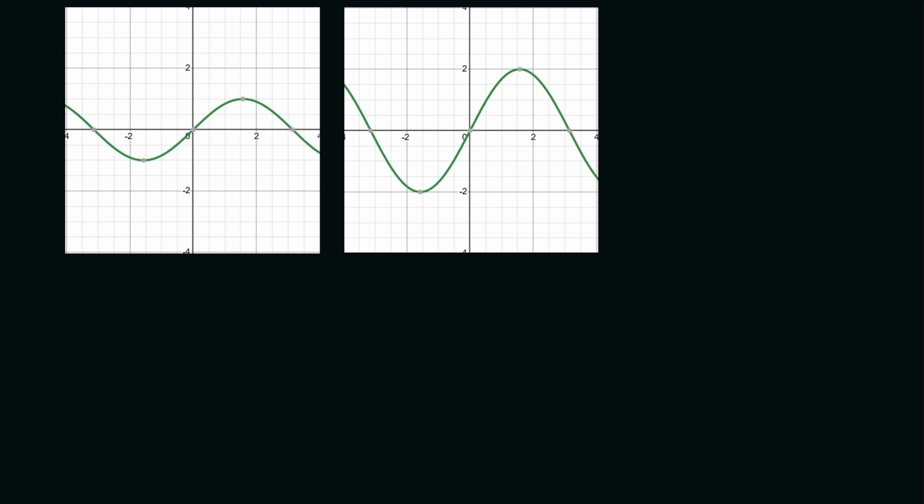This is our first graph here. Let's name this f of x, right? And then this is 2f of x, right? So now let's take a look. Our highest point on this graph is just 2 here, and our lowest point is negative 2, right?